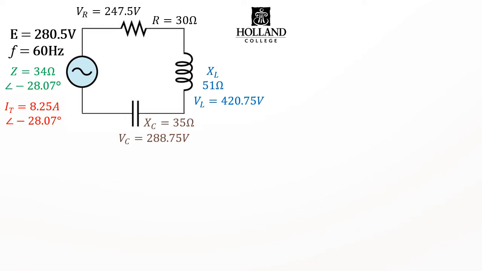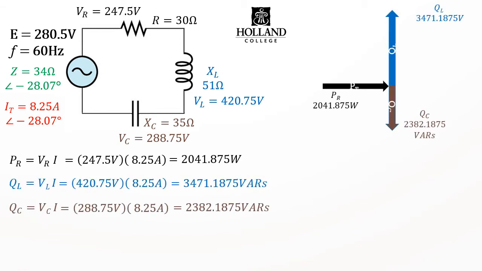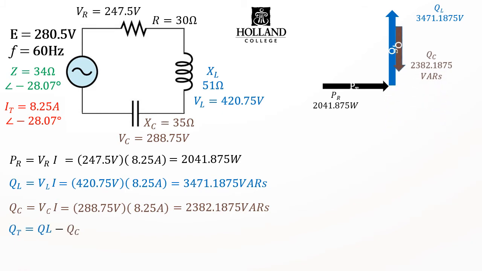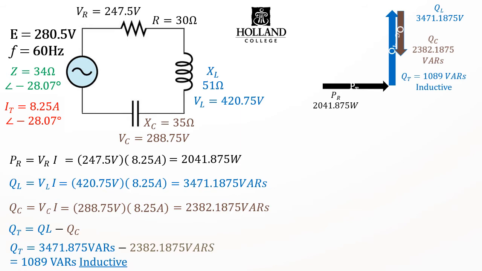Now that we have our total impedance, our total current, and all our individual voltages, we can calculate out our individual powers. Now remember, if we want our total power, we have to do a vector sum of our individual powers, where QC and QL are 180 degrees out of phase. So we have to take the difference of those two, which in this case leaves us with a result of 1,089 VARs that are net inductive.